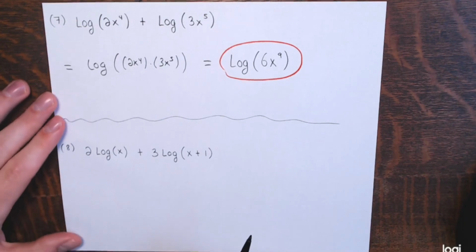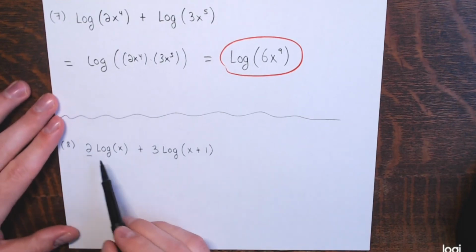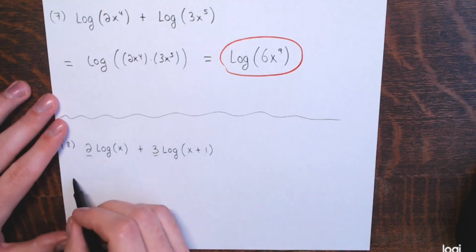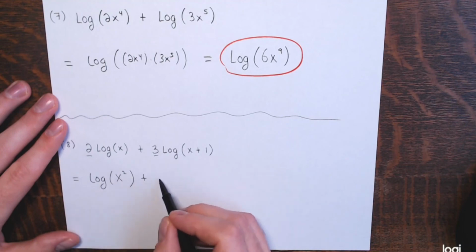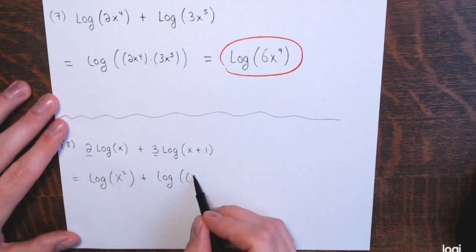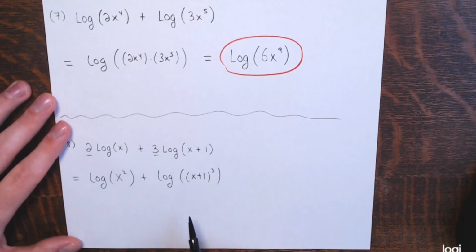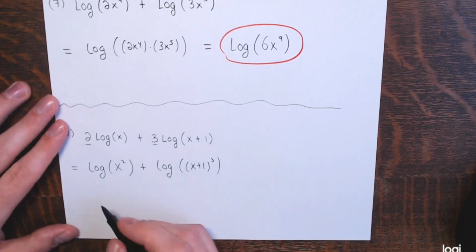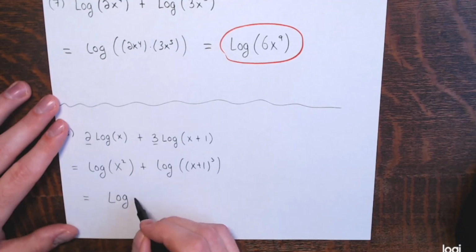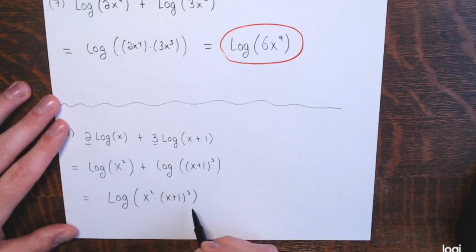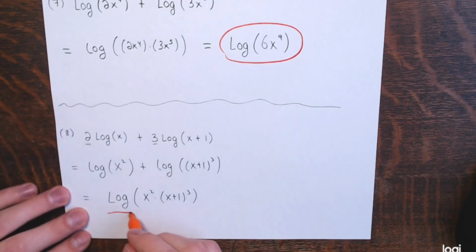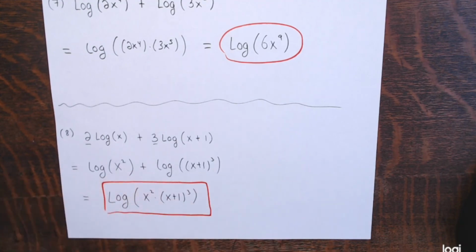All right, in example 8, first I'm using the power rules. I'm putting the 2 inside and the 3 inside. So this is going to be the log of x squared plus the log of the quantity x plus 1 cubed. And now I just have a simple sum which becomes a product, right? The log of a product. So the log of x squared times the quantity x plus 1 cubed. And there we go. That's a single log. The thing is condensed. And again, you can double check on your own, with specific values of x to see if those are actually equivalent.